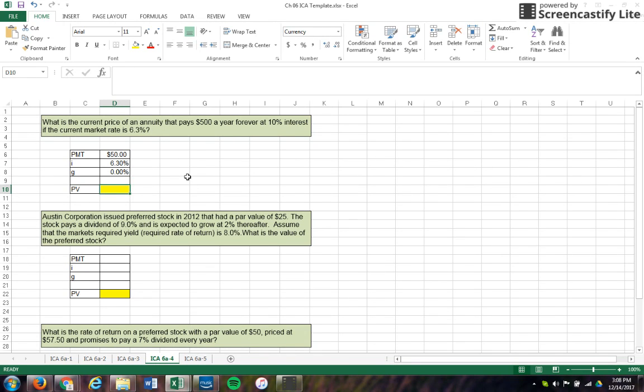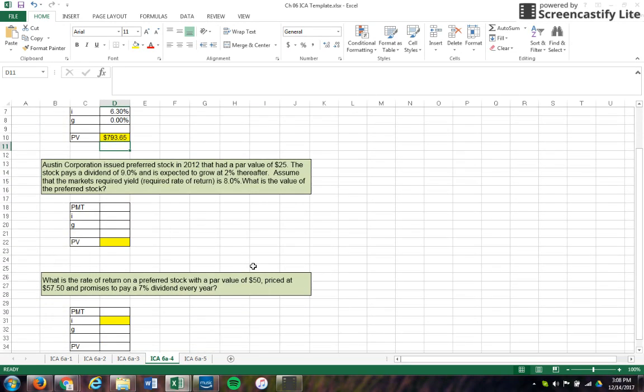So then the present value of this perpetuity is simply my payment divided by my interest rate. So that would tell us that the present value of that perpetuity, of that annuity that goes on forever, would be about $793.65. Now, what if it has a growth rate? So let's look at this one.